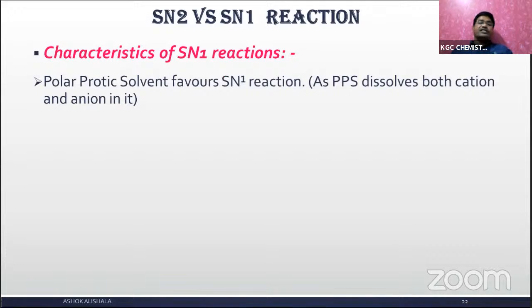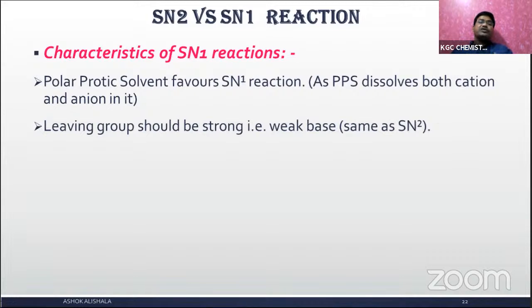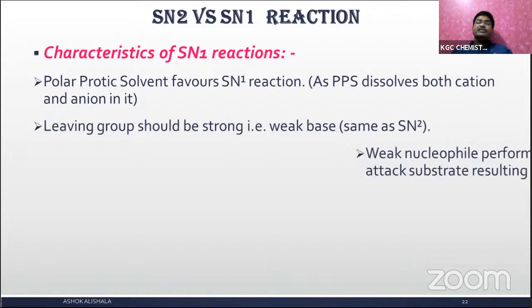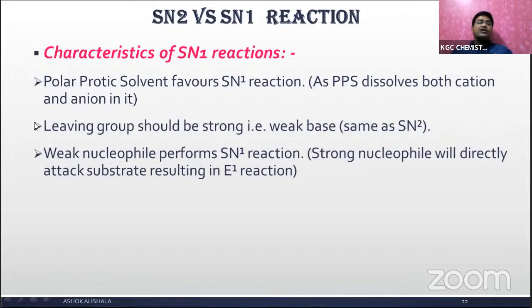Polar protic solvents favor the SN1 reaction. These are called PPS, polar protic solvents. They dissolve both cations and anions. Leaving group should be good, that means a weak base, same as in SN2. This point is the same for SN1 and SN2. Weak nucleophile performs the SN1 reaction.